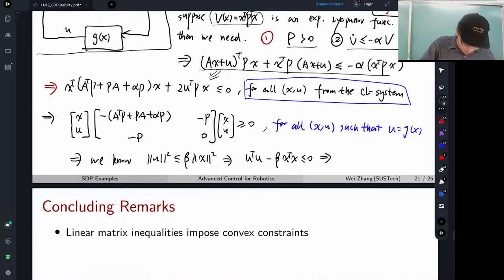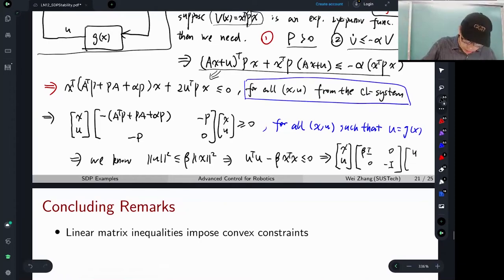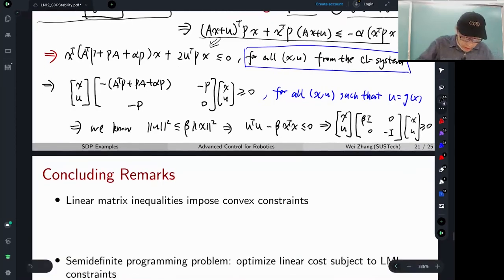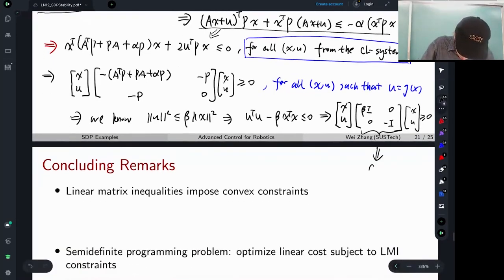If you write in terms of X and U, I'm not sure whether you can recognize that or not: X U times the matrix beta identity, zero, zero, negative identity, times X U, bigger or equal to zero. I move my X to the right and the U to the right as well. You can see that X transpose beta X minus U transpose U is bigger or equal to zero. Okay, so I will call this my G of one.